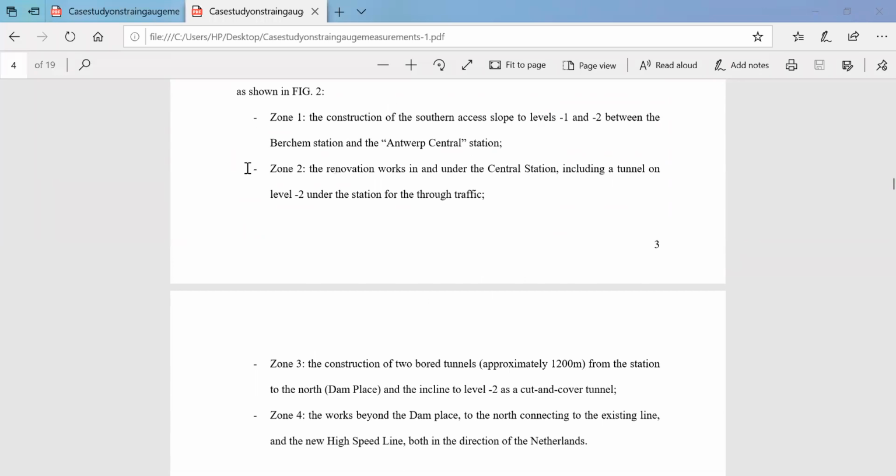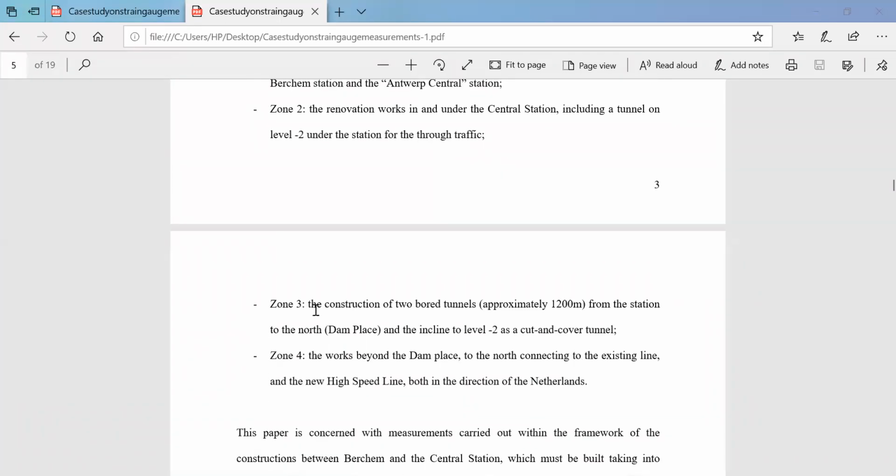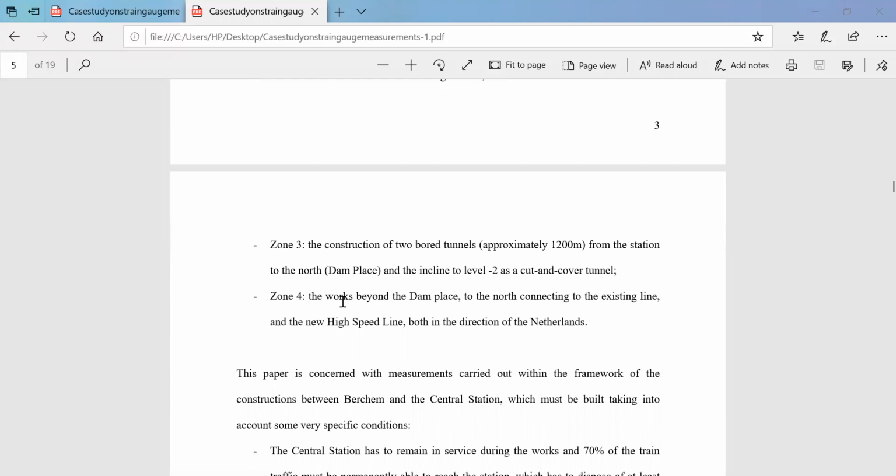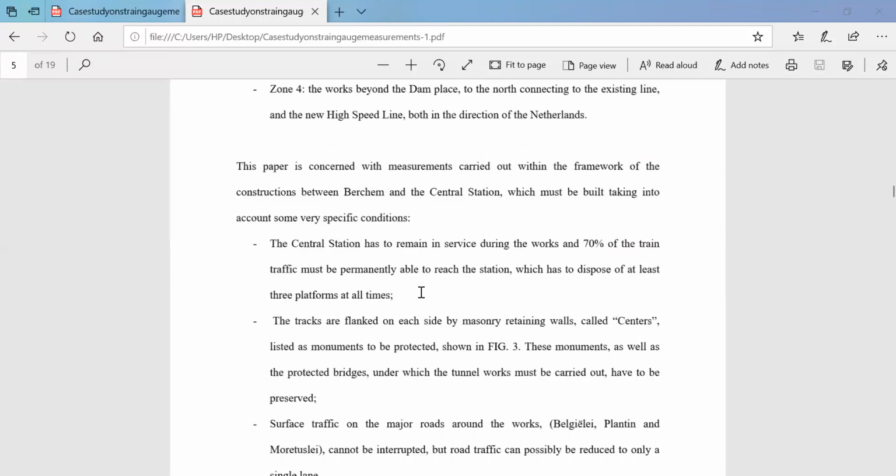For zone 1, they have given the specification of which station it will be. Zone 2 is under the central station. In zone 3, the construction of the two bore tunnels has to be done for approximately 1200 meters from the station to the north, and it has to be inclined to level 2 as a cut and cover tunnel. These are the required specifications for the 4 zones. Zone 4 is the last point: the work beyond the dam place to the north, connecting to the existing line and the new high-speed line, both in the direction of the Netherlands. So these were the given zone criteria.